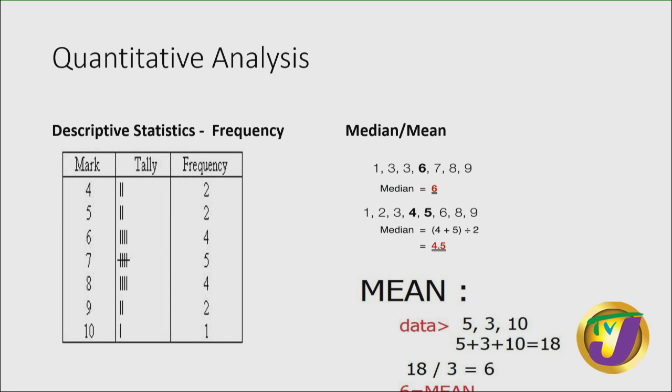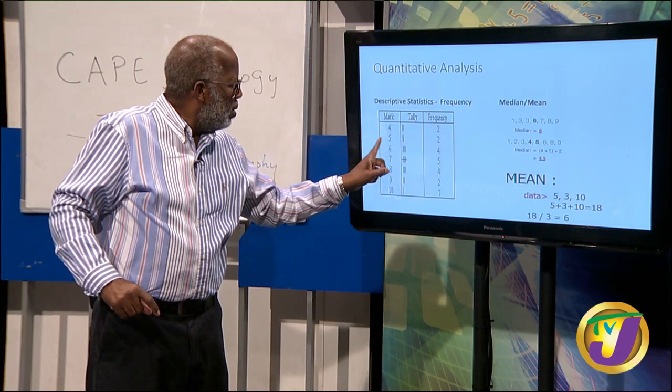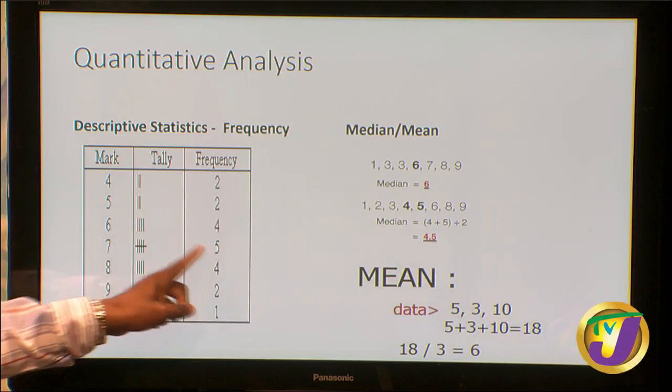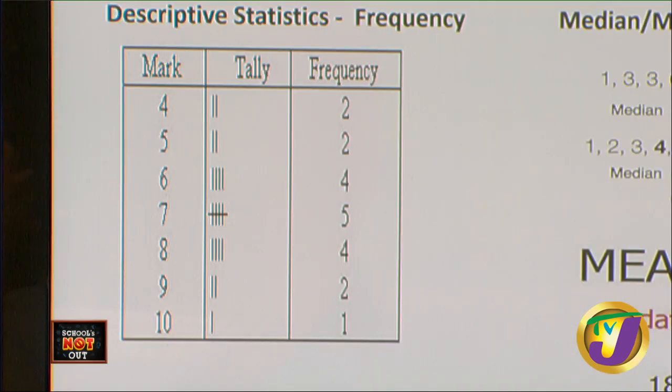So one of the things that we use is frequency. Everybody knows frequency, you count. So for example, how many people in grade 5 got 100? You count 1, 2. How many people in that grade got that? 1, 2. You count. So it's easy to get a frequency chart. So 2 for 4, 2 for 5, 4 for 6, 5 for 7. It's very easy to get a frequency chart. It's not a difficult thing.